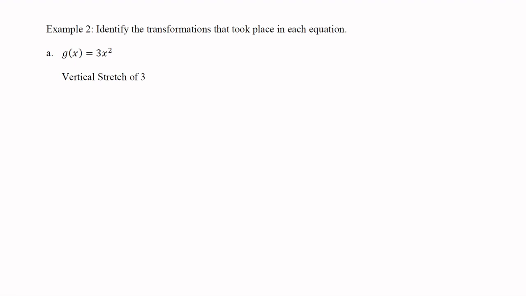Our x squared is just our parent function. The only thing that's happening to our parent function is it's multiplied by 3. So that is our only transformation. For b, we have a minus 2 on the inside. That's our h value. Our h value is 2, telling us that we are translated to the right 2 units. And then we have our plus 3 on the end, which means that we're translated up 3 units.